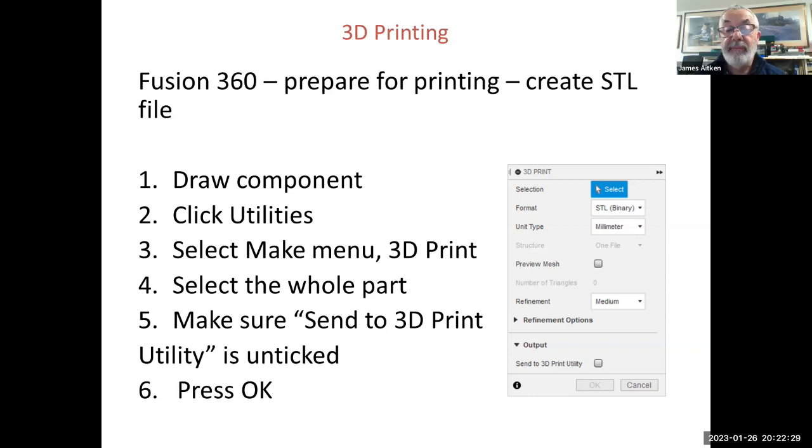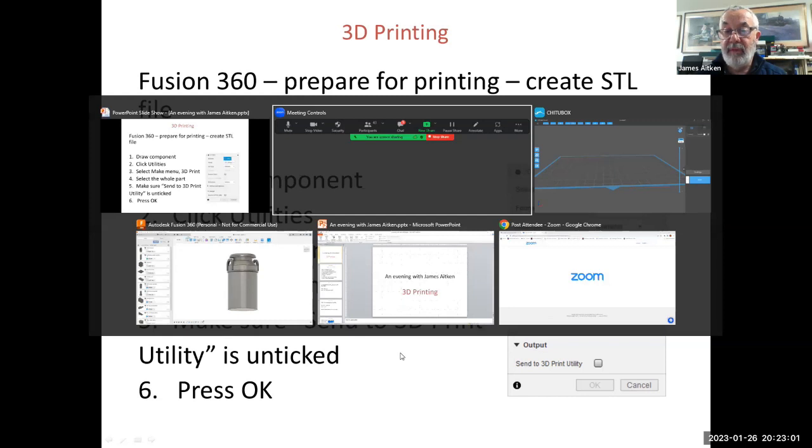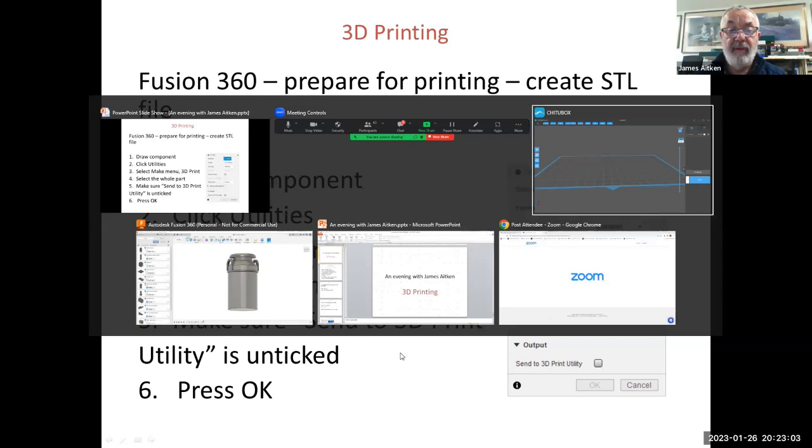So the steps are: draw the component, go to the Utilities menu, select Make, 3D Print, which brings up a box, as you can see on the right-hand side. And then down in the options, on the output, it says Send to 3D Print Utility, which by default will be ticked. You want to untick that because you don't have one of those. And then press OK when you're ready. And I'll quickly take you through that step in Fusion.